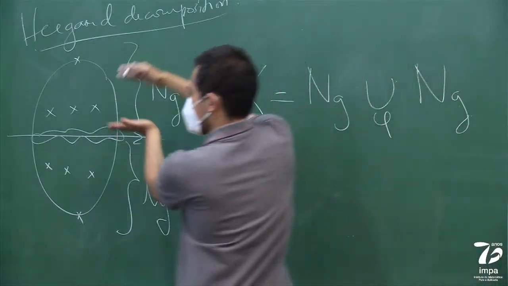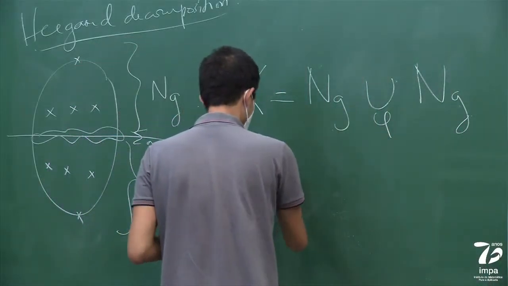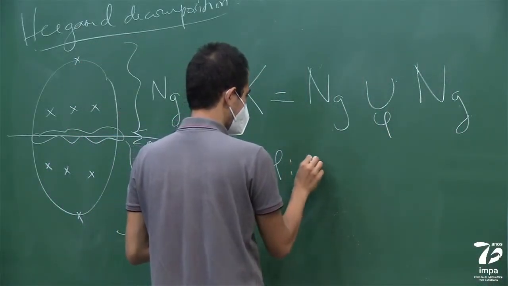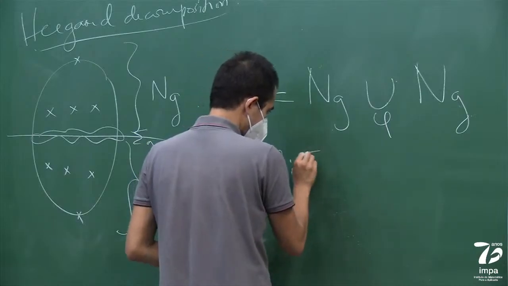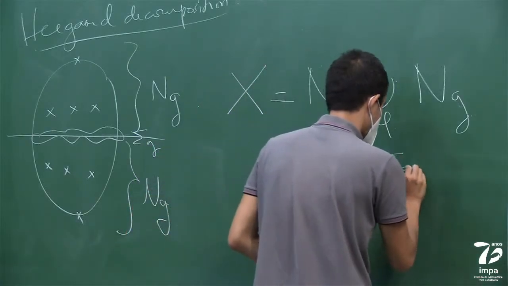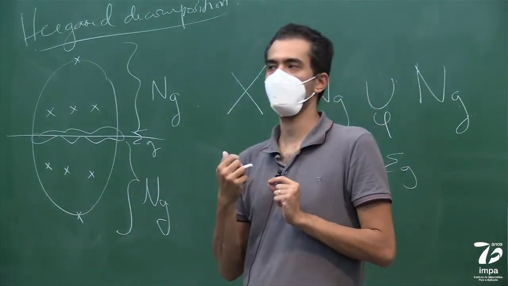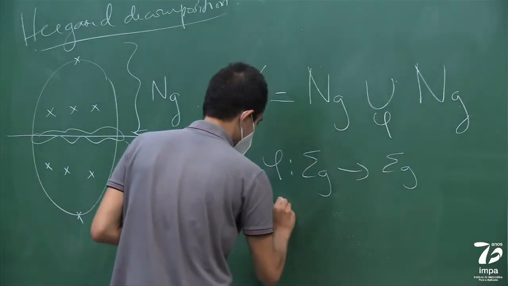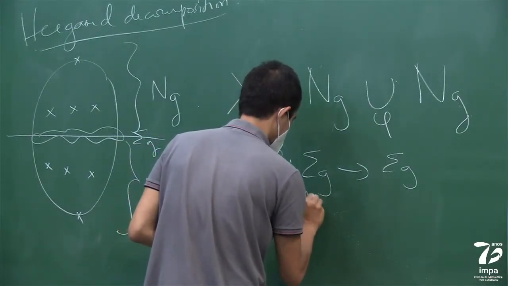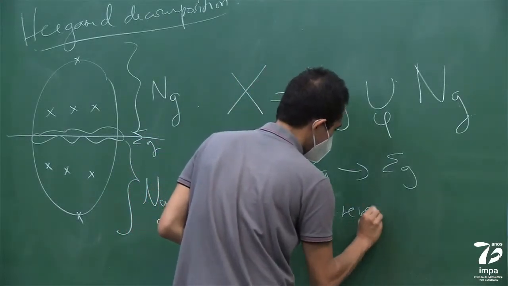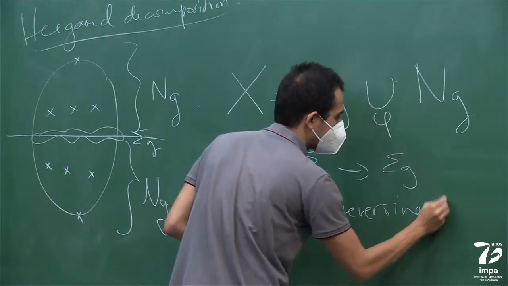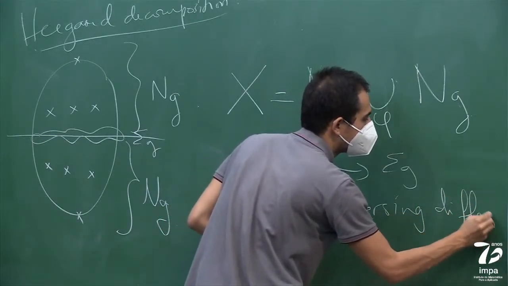So they're attached along what? Along phi. So what is phi? Phi is an orientation reversing diffeomorphism of a surface. So this is an orientation reversing diffeo.